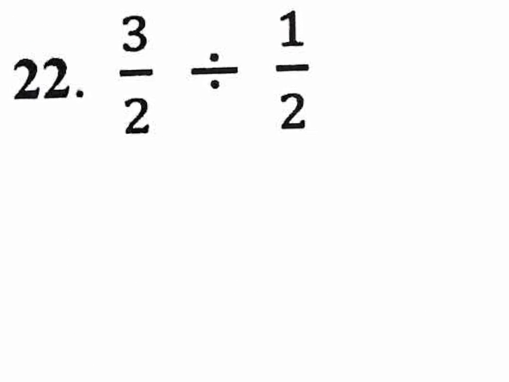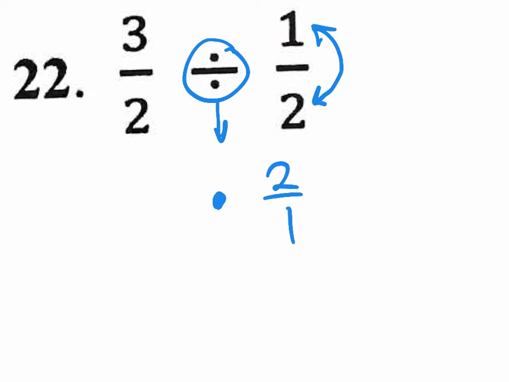22. What do we do when we divide by a fraction? We switch the division to what? To multiplication. And we switch the one half. Yeah, switch that second fraction to become a 2 over 1. It's the reciprocal, right? And that first one's going to stay the same. 3 over 2 stays 3 over 2. I don't flip it. And then multiply.